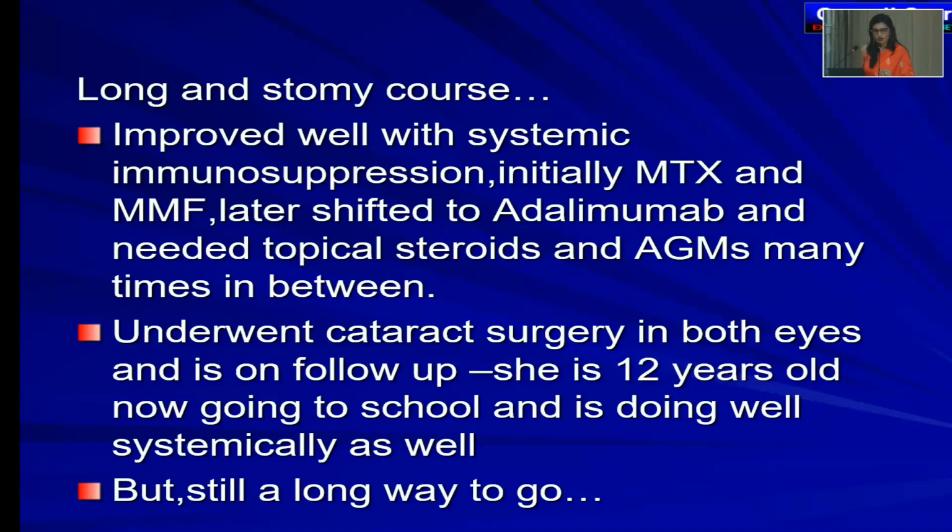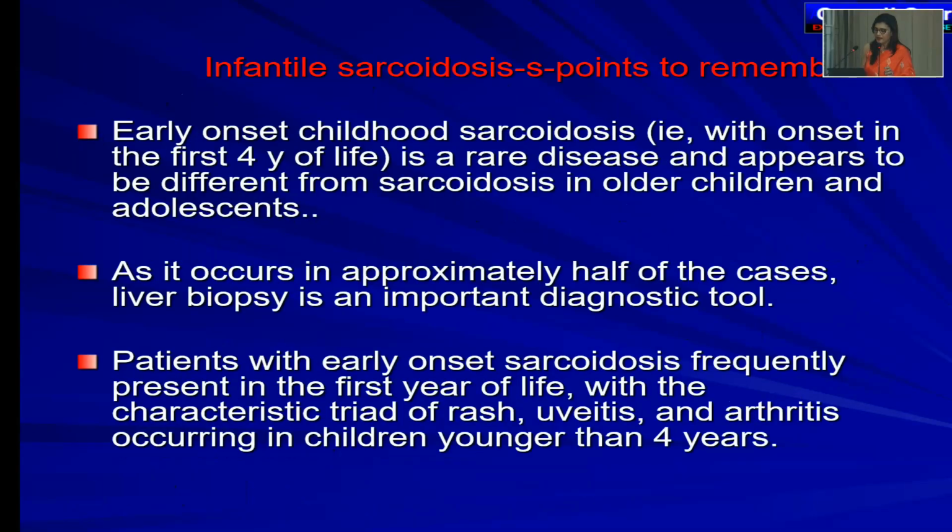This child had a long and stormy course, improved well with systemic immunosuppression, initially with methotrexate and MMF, later shifted to adalimumab, and underwent cataract surgery in both eyes. She is now around 12 years old, going to school and doing very well. So infantile sarcoid, early onset childhood sarcoid, is a rare disease, and it appears to be different from sarcoid in older children. In half the cases there is liver involvement, so liver biopsy is an important diagnostic tool.